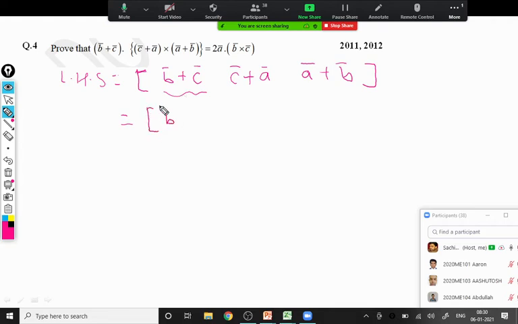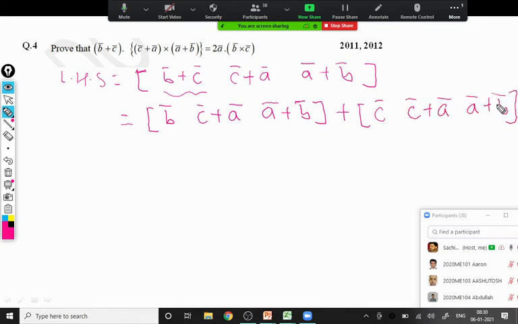So I'll say it is box of B, C plus A plus B, plus, now that B is there, C, C plus A plus B. So we just apply the distributive property to this first term, and it becomes a sum of two box products. Exactly the same thing we can do for the remaining terms.